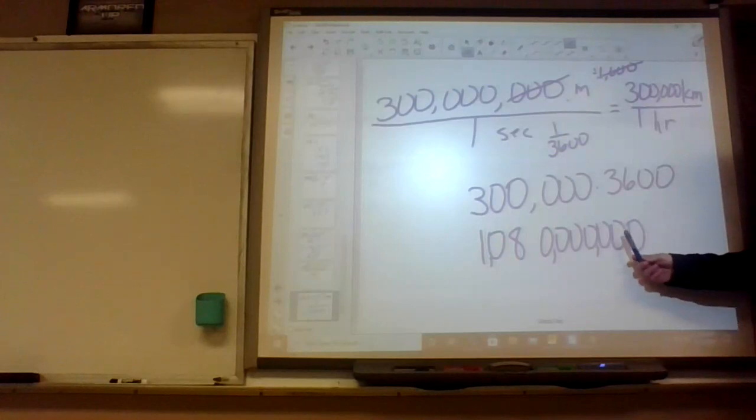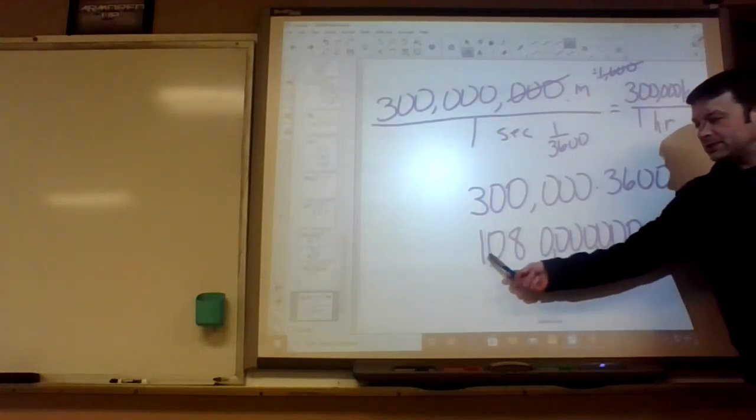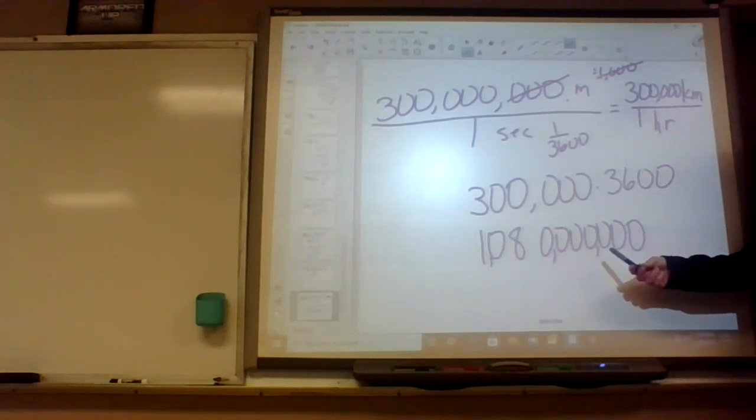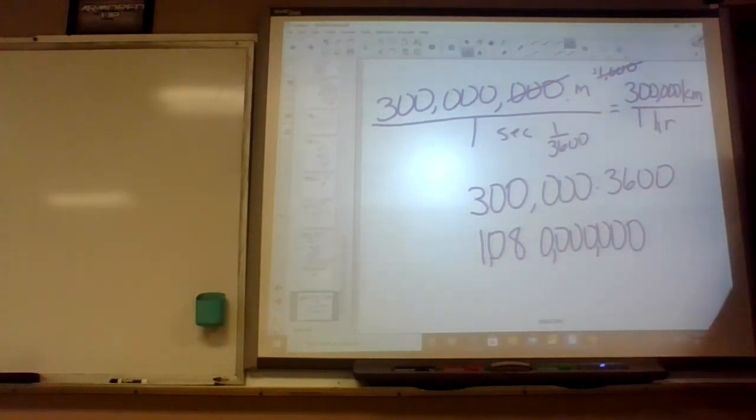Okay, so basically this is the ones, the thousands, the millions, billion. 1 billion, 80 million miles per hour. Let's see if we did that right. 1.08 billion. Yes, we did. Okay, but this is not the answer.